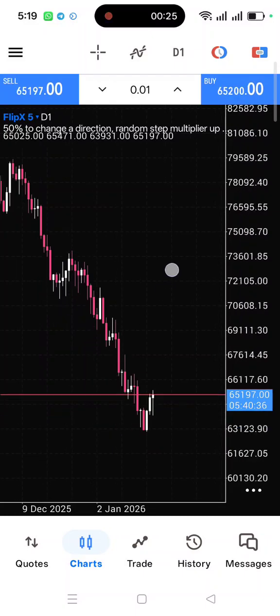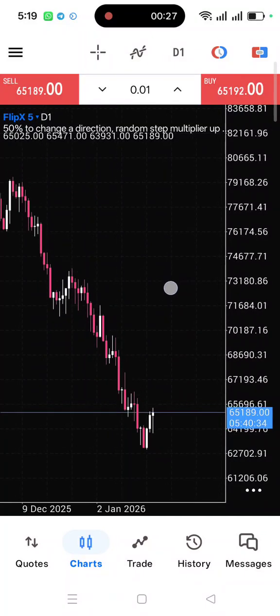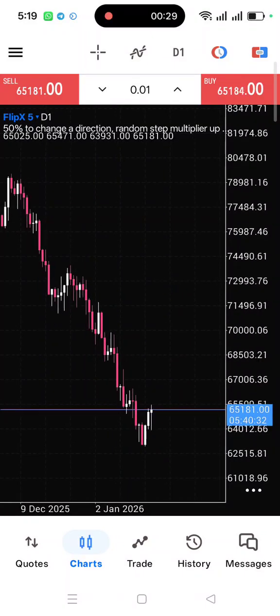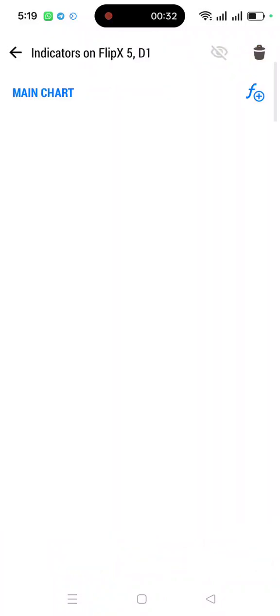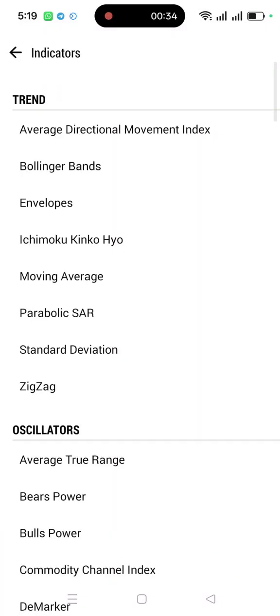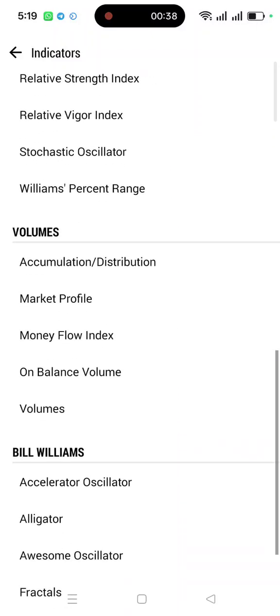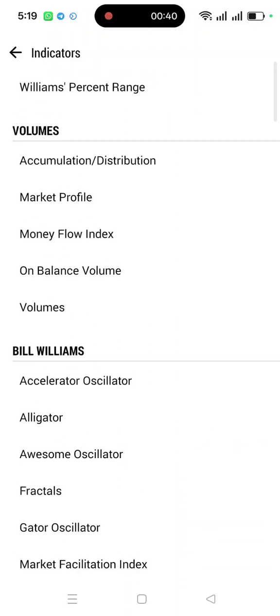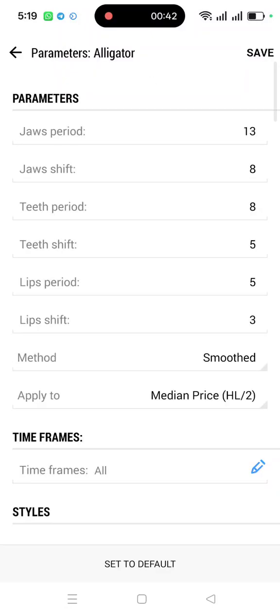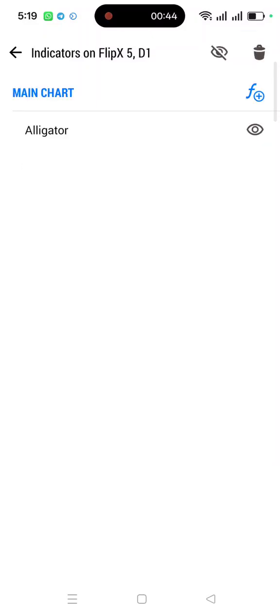So, this strategy has three major indicators. So let me add the indicators. The first one would be alligator. Okay, so this is the default, you save.